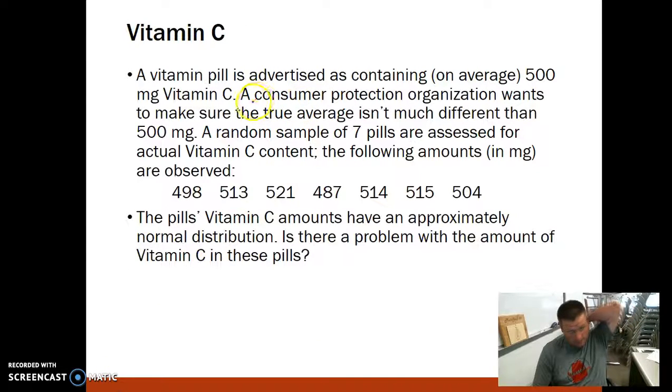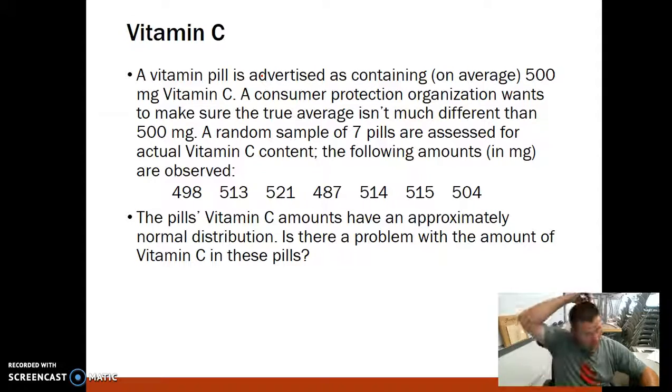This deals with vitamin C. I like this example because it's very practical as far as what would end up happening here. So we've got a vitamin pill as advertised of containing 500 milligrams of vitamin C. A consumer protection organization wants to make sure that's true. Average isn't much different than that. And so they sample 7 pills to assess this. You guys can see the following amounts that they found in those 7. And so we want to know, is there a problem with the amount of vitamin C in this?